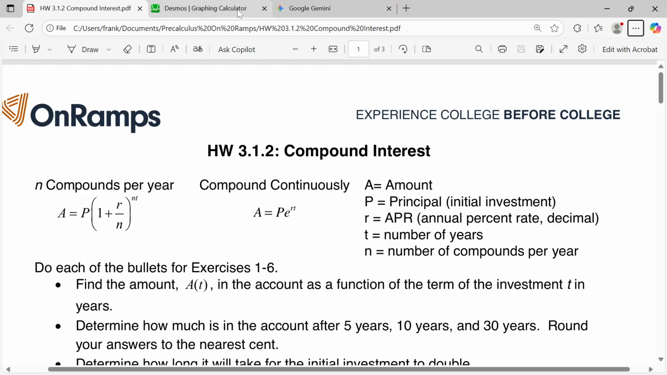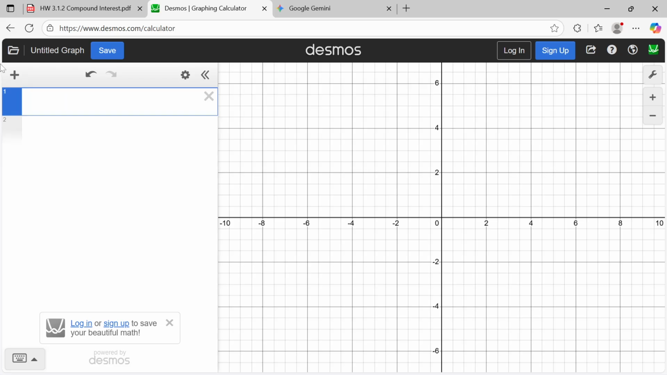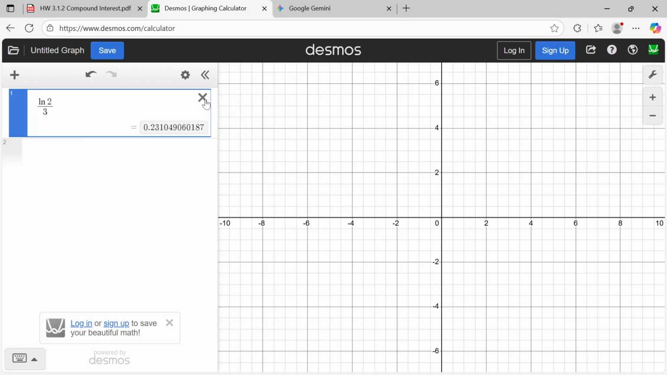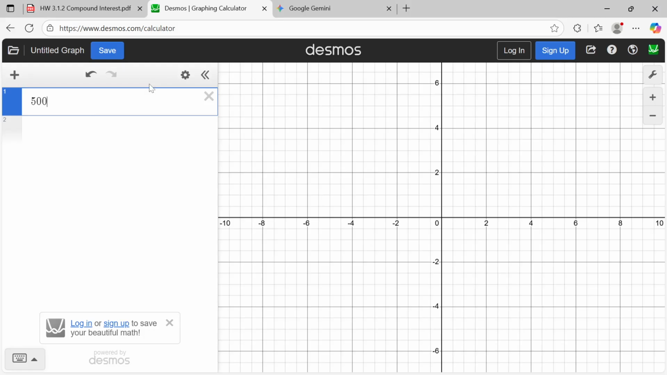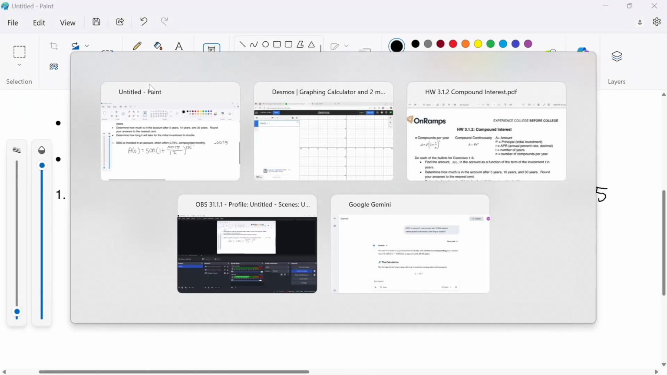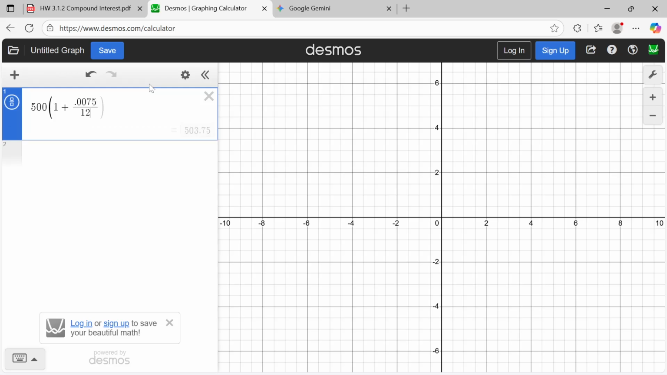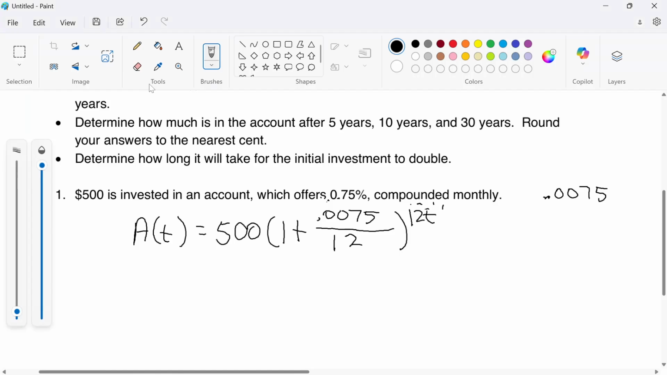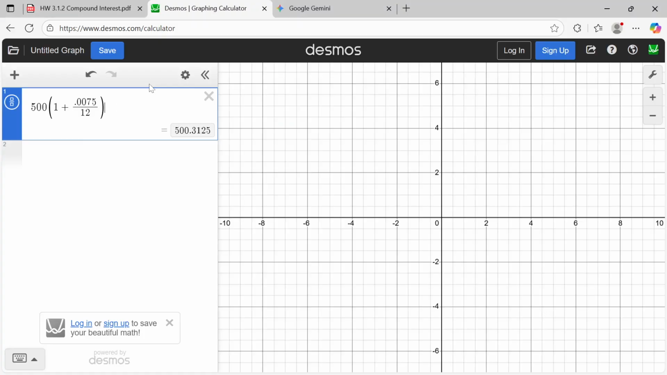How much accumulates? I'm going to do this in Desmos. You can use your TI-84 if you want. Make sure you use the proper parentheses so that nothing gets confused. For example, if I put log 2 divided by 3 in a TI, it might take that as log of 2/3. So you better put log 2 in parentheses divided by 3 so it doesn't get confused. All right, 500 times 1 plus 0.0075 divided by 12 raised to the power of 12t. I'm just going to make a slider for t.